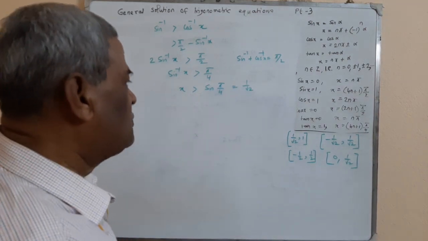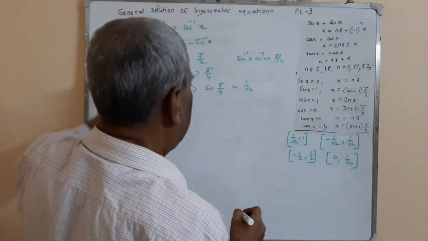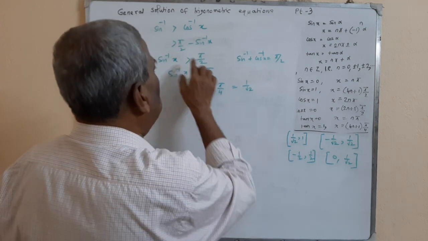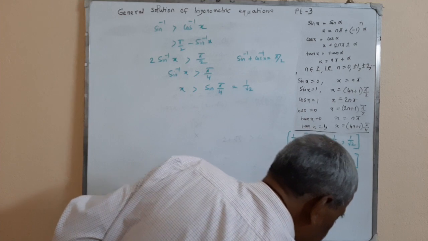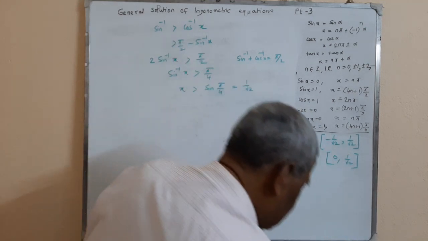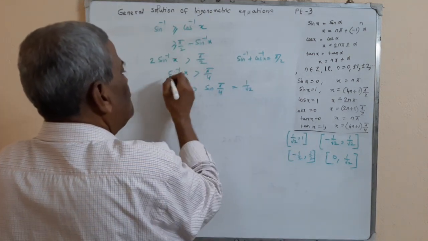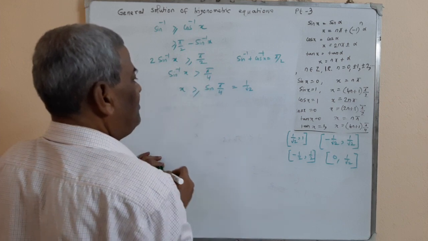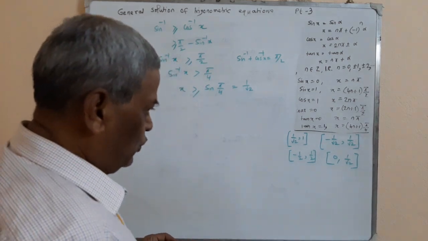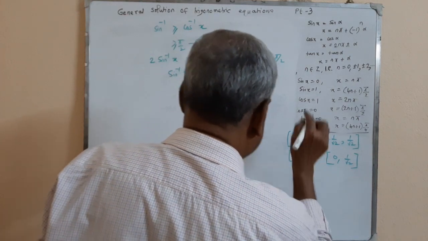So x must be greater than 1 by root 2. It is greater than or equal to, just a minute. Given that, so x is greater than or equal to 1 by root 2. So only this is correct.